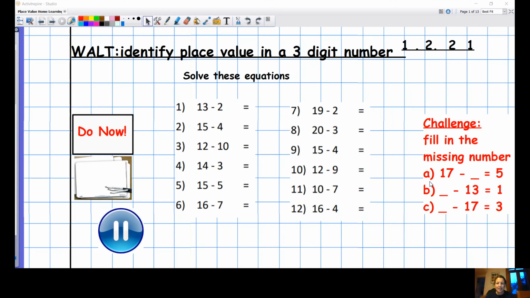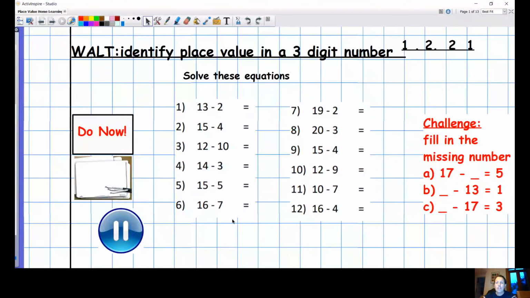We are going to get started straight away with your do now. Your do now today is about subtraction bonds. Let me just share my screen. There we go. You need to complete these equations, and there is a challenge on the right if you need a little bit more to get you started. All you need is a pen and paper, so press pause to complete, and then when you're ready, press play and we'll check the answers.